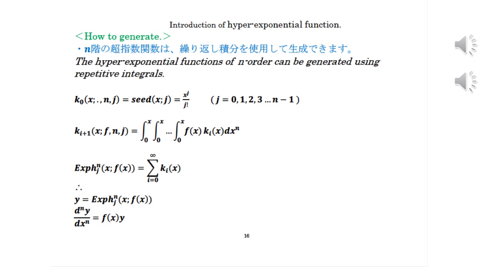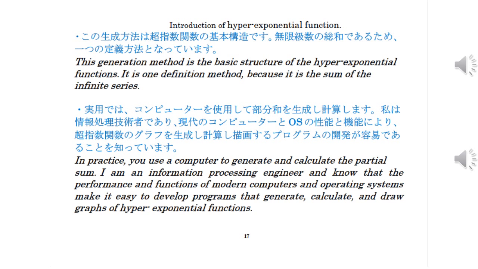How to generate? The hyper-exponential functions of n order can be generated using repetitive integrals. This generation method is the basic structure of the hyper-exponential functions. It is one definition method, because it is the sum of the infinite series. In practice, you use a computer to generate and calculate the partial sum.